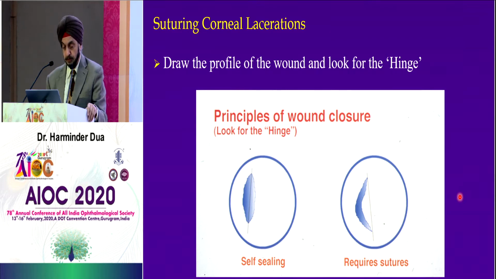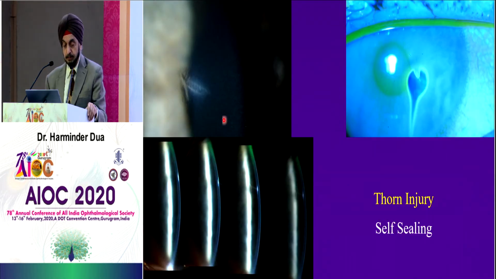Now here's an example of a torn injury, and if you look at that penetrating injury, and if you look at the trajectory of that wound from the epithelium all the way to the endothelium there, but if you draw a line from here to here, that hinge would be within the wound, and here you can see there's leaking, but all you do is nothing, or you put a bandage contact lens and put antibiotic drops, and it will heal and it will seal by itself.